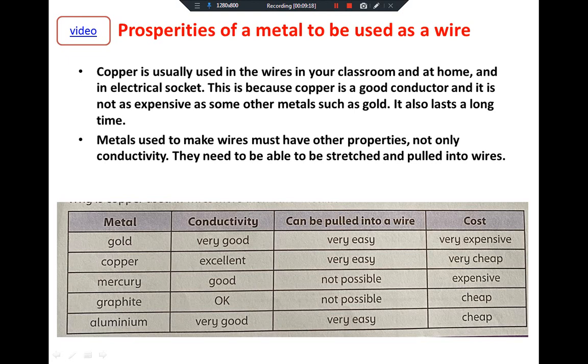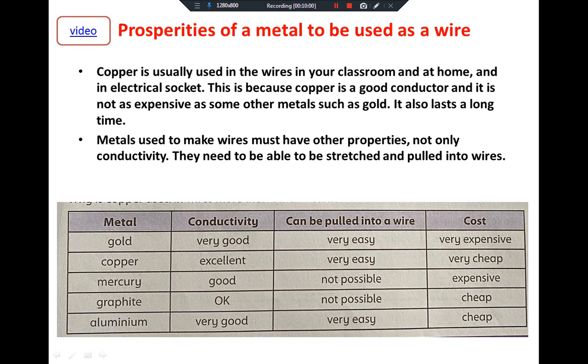This is because copper is a good conductor and it's not as expensive as some other metals, such as gold. It also lasts a long time. Metals used to make wires must have other properties, so we said that the properties of the material are very important, because some of them cannot stretch enough, some of them cannot be pulled enough, or some of them are very expensive. So the problem is not only with the conductivity, but also with other properties like stretching, pulling, or the cost of the material.